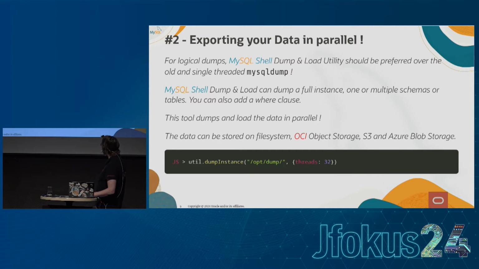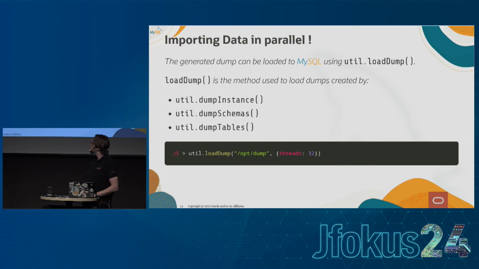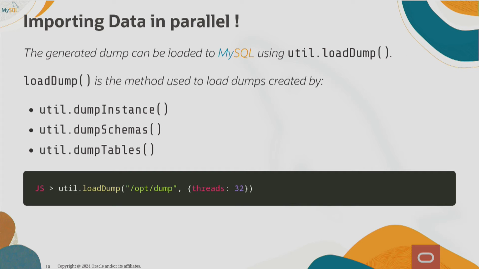And you can store the data in OCI object storage if you are using OCI, or S3 blob storage, not only on your disk. So this is how it works. It's very easy. You can dump an instance, dump a schema, dump a table like this, and you give the threads. Also, the import is in parallel, with load dump. Load dump can load any dumps you did with instance, schema, and table.